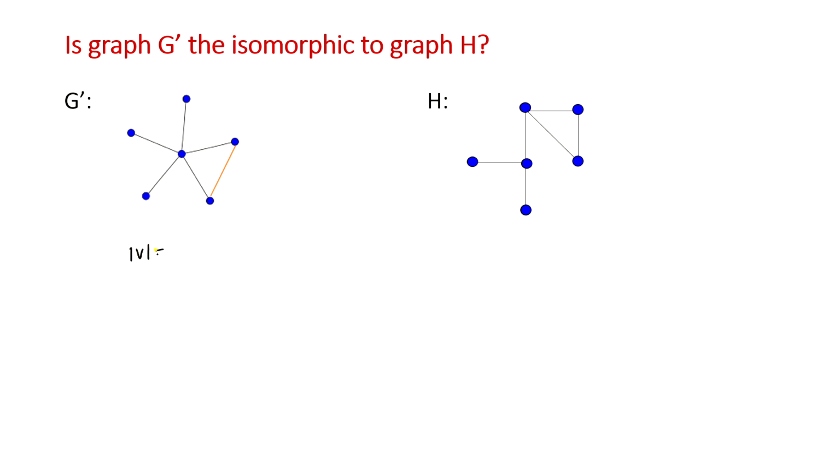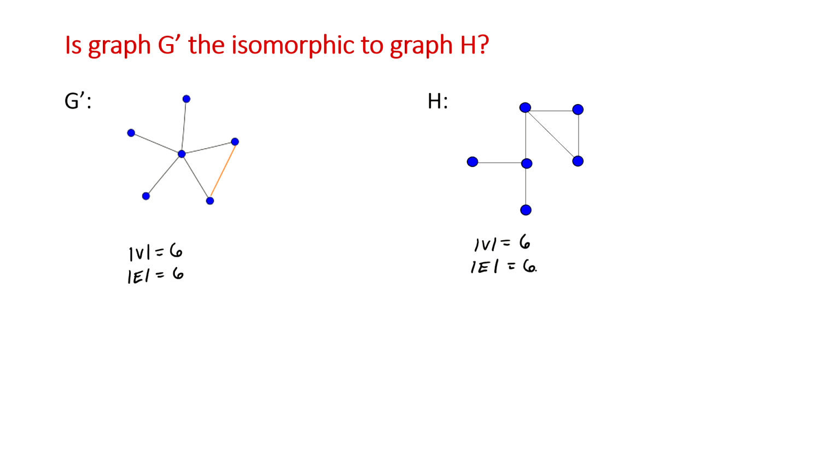So for this first graph, we still have the 6 vertices, but now we have the extra edge. I went ahead and highlighted it there in orange. Now we have 6 edges. And we still have the exact same graph H over here on the side, so it still has 6 vertices and 6 edges.